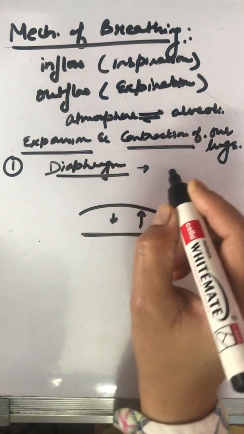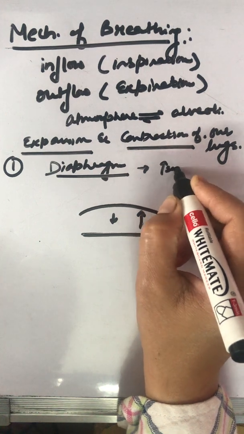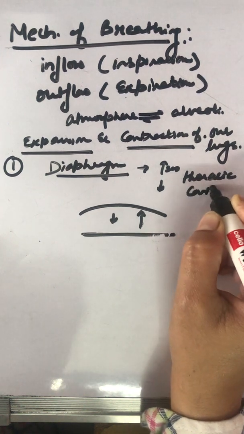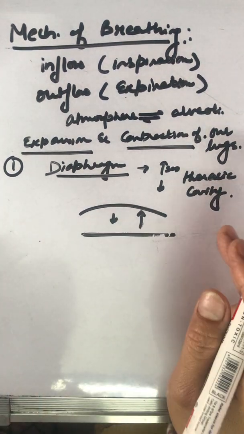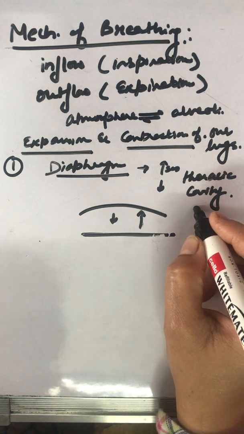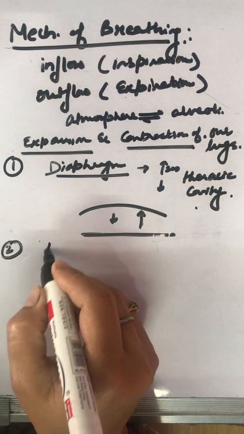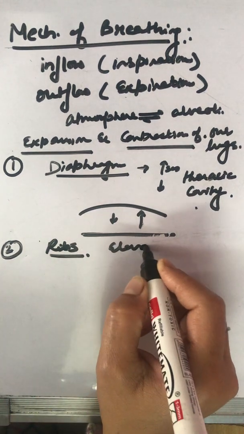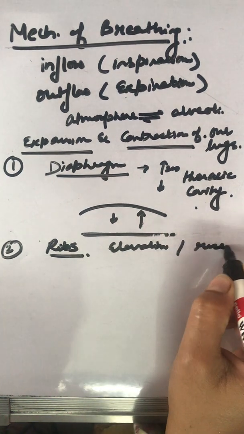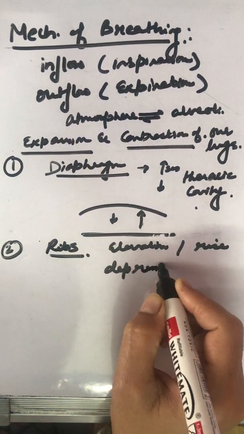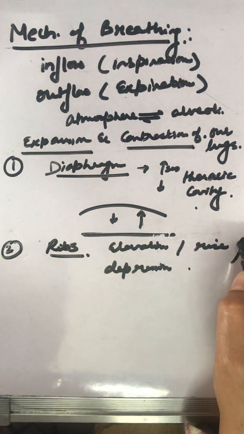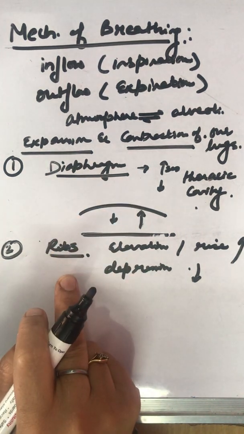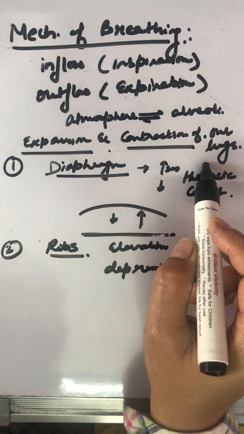Alright. So what the diaphragm does, it increases or decreases the thoracic cavity chamber, or the diameter. Now second, we are talking about ribs. What do the ribs do? The elevation, that means the rise, or the depression of the ribs, lengthens or shortens the thoracic cavity. So these two play an important role in the expansion and contraction of our lungs.